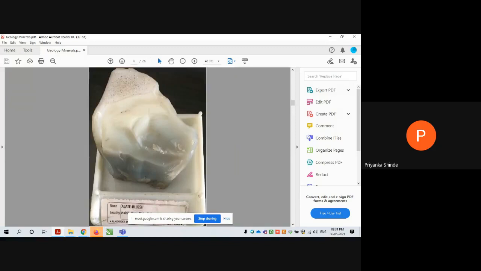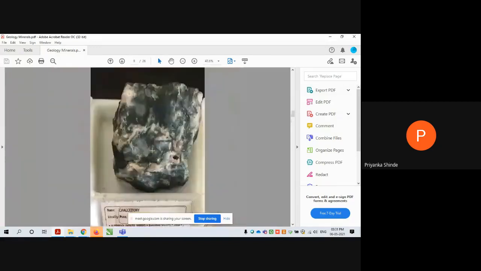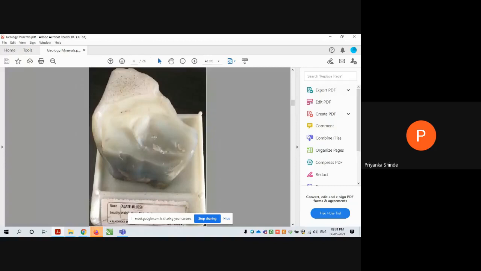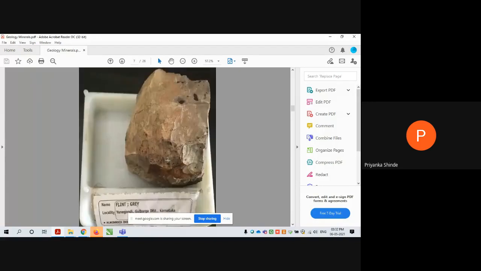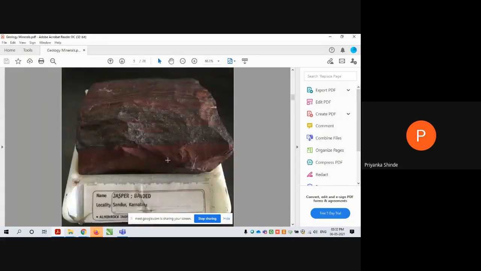Then if you see this mineral and one more that is green in color, the chalcedony and the agate, they look like wax. If you observe the surface of the mineral, it shines like wax, so it shows waxy luster. Like this you have to identify the luster of the mineral.